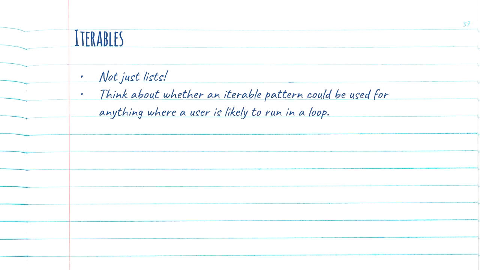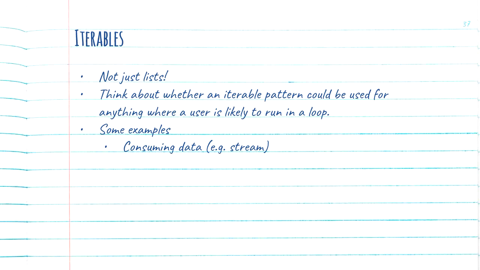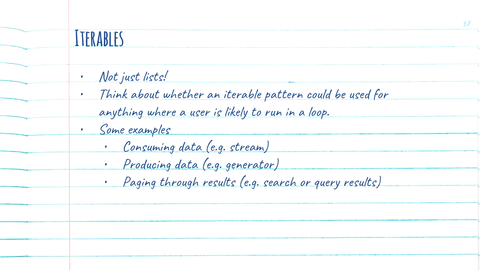Iterables. Common misconception that iterables just deal with lists. This is not true. Any operation where we're forcing users to write a loop to go over our code has the potential to be redesigned as an iterable operation. Some examples of this are consuming data, for example, a string, producing data, for example, with generators, and paging through results, such as search results or query results.